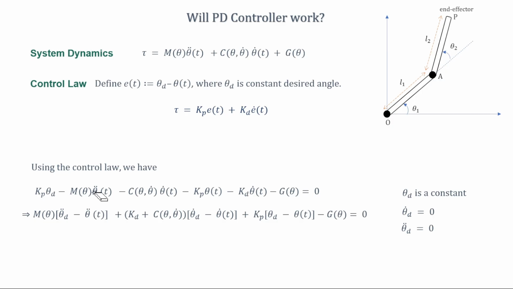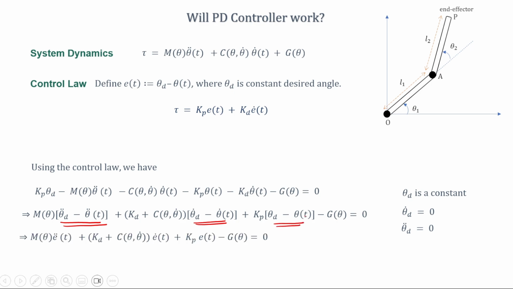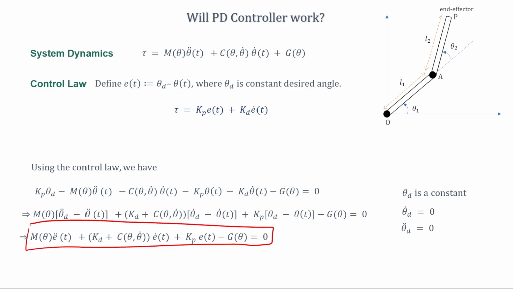And why am I writing this in this form? Because these are error terms. You can see this is the double derivative of the error, this is the single derivative of the error, and this is the error term. So I can rewrite this expression in this way. Now the question is, will I be able to make the error go to 0? Because my main idea is that my error should go to 0 as limit t tending to infinity. If this happens, theta will converge to theta d, right? Because the error will go to 0.